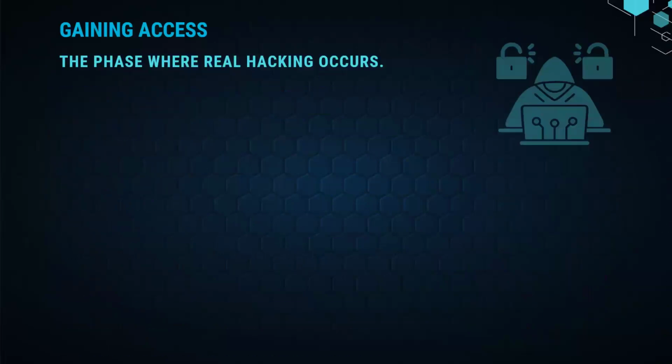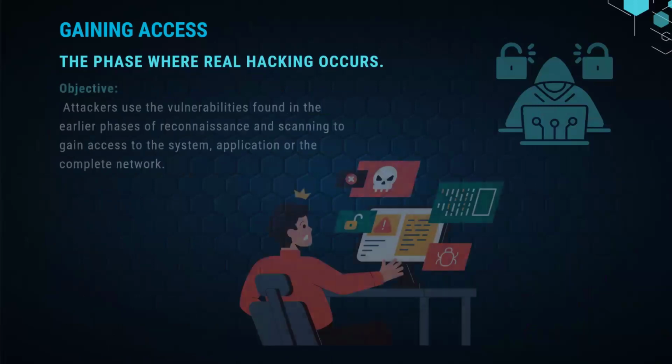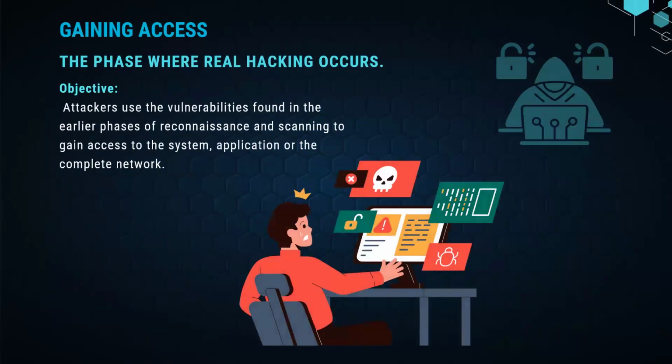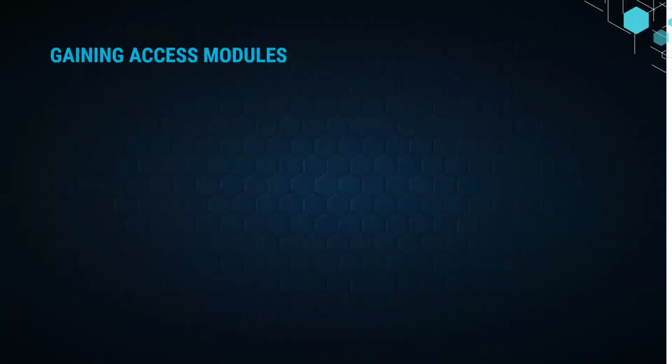So this is the phase where the real hacking occurs. Attackers use the vulnerabilities or the loopholes found in the earlier phases of information gathering and scanning to now gain access to the target system, the target application, or the entire network as well. This is the phase where hackers try to perform attacks to get remote connections.